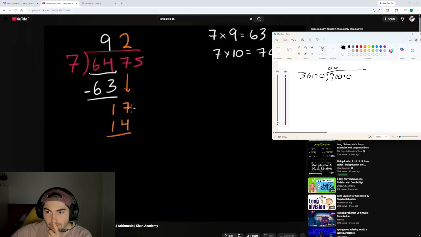I don't know. It's a bit counterintuitive. Yeah, you're dividing the lowest significant figure by the highest significant figure of the other number. So, I don't know.